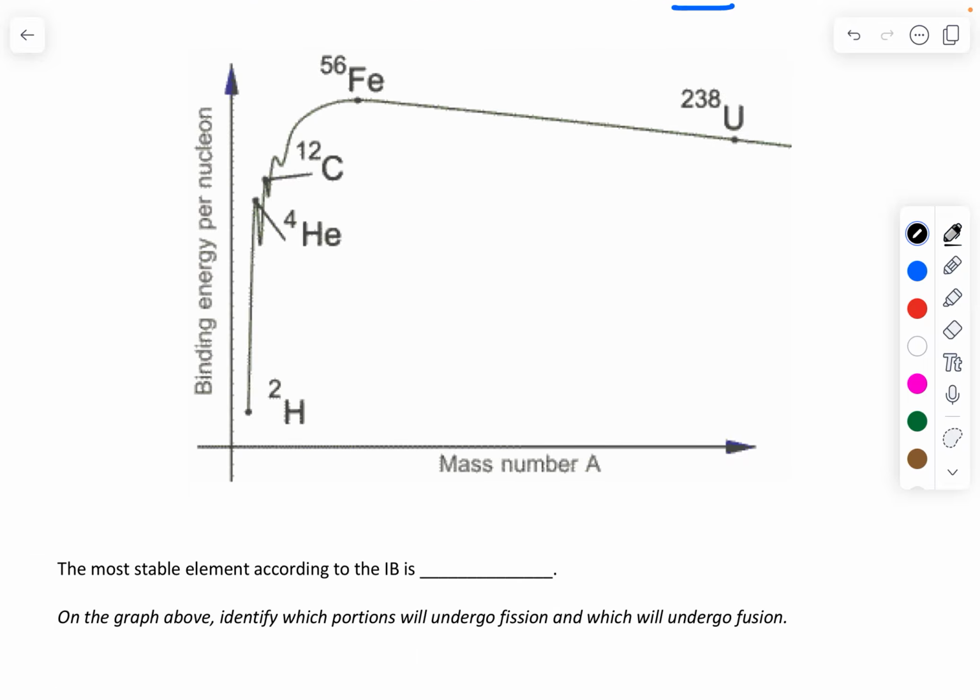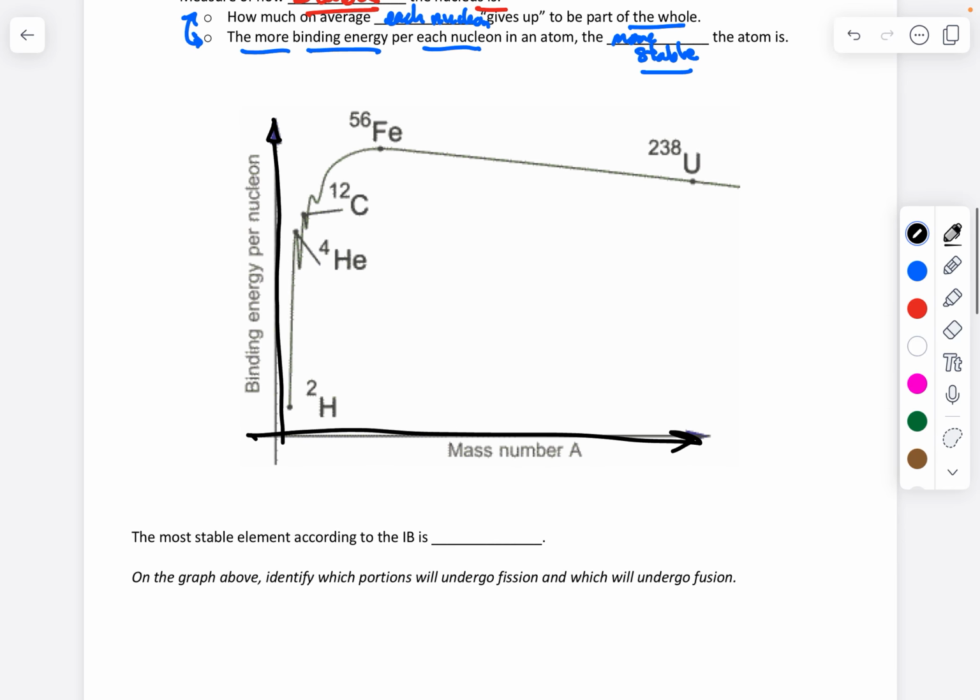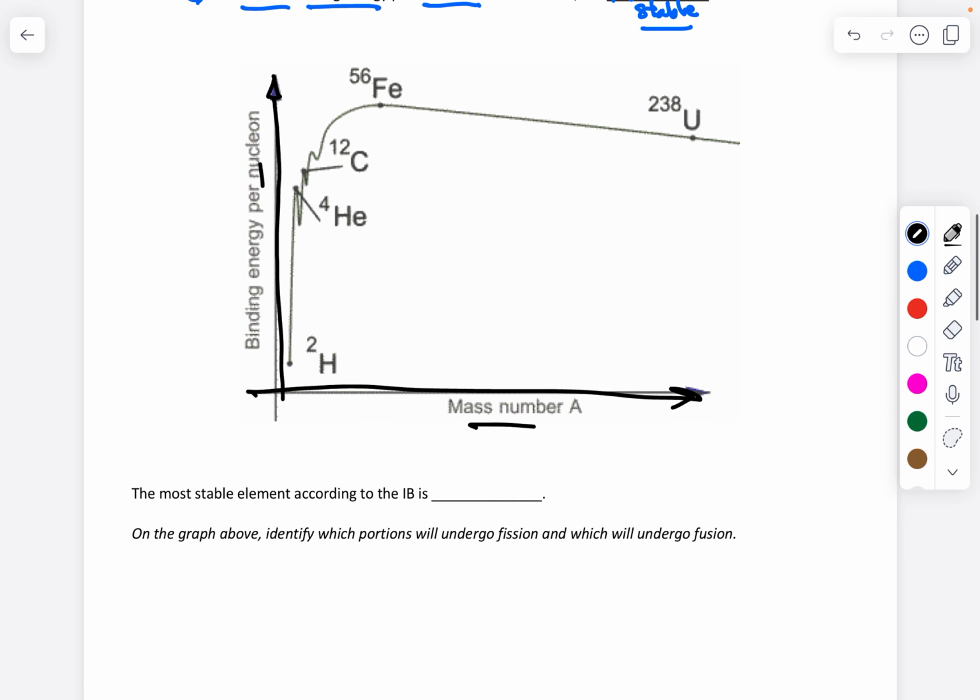And when it comes to stability, there are lots of different kinds of graphs that you can look at to get an understanding of how it works. So let's look at this graph here. On the y-axis is binding energy per nucleon, and here is the mass number.